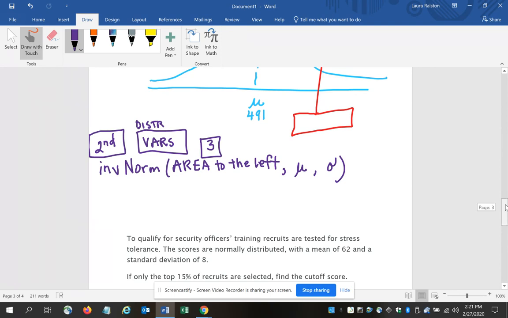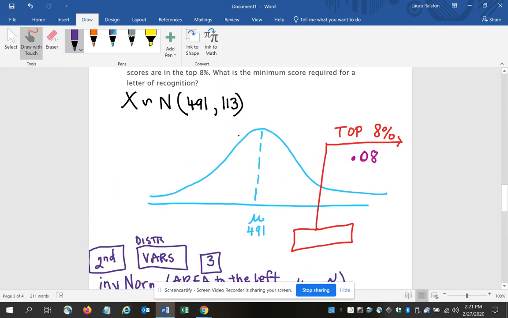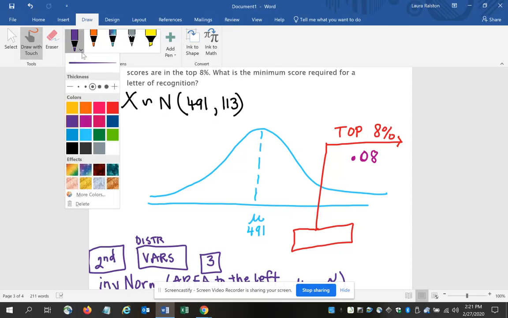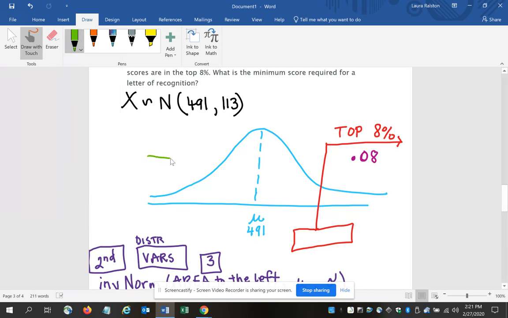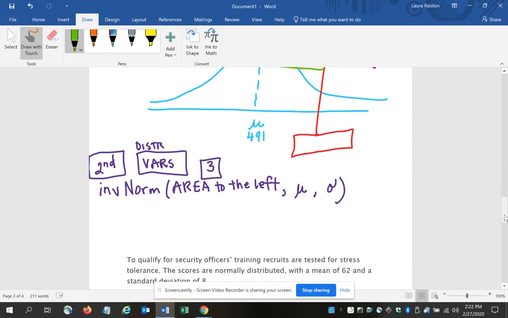So I have to go back up here and look, because the cutoff that they gave me was the top 8%. Okay, so if I'm going to send letters to the top 8%, I have to really think about what percentage are not going to get a letter. Remember, the total is 100%. 100% minus 8% would be 92%. So 92% of the students would not receive a letter. Written as a decimal, that's 0.92. So the area to the left, which I would enter into my calculator, is the 0.92.